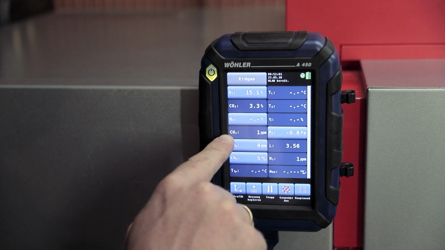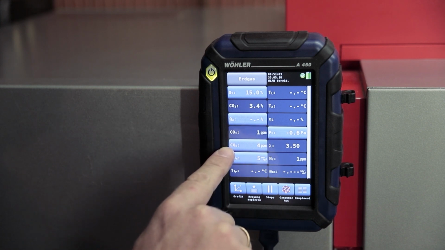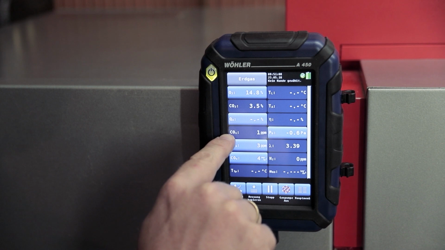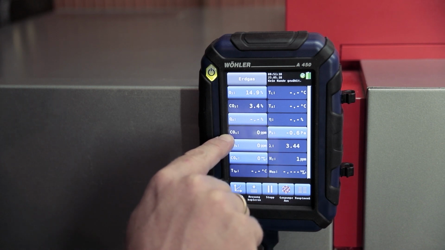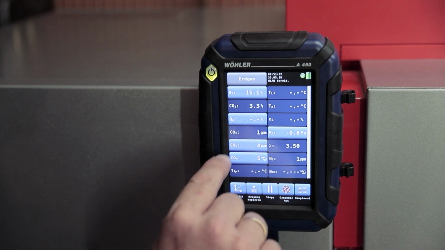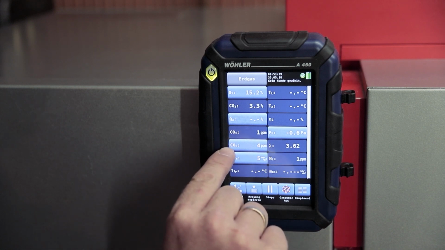One is the COV value and the other is the CON value. What is the difference? The COV value is the diluted carbon monoxide value, in other words, the carbon monoxide value that is actually being measured. But now we have to compare measurement results with each other. This means we have to convert to the undiluted, standardized carbon monoxide value without excess air. This is the CON value.